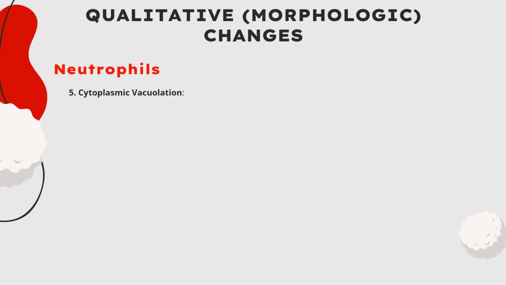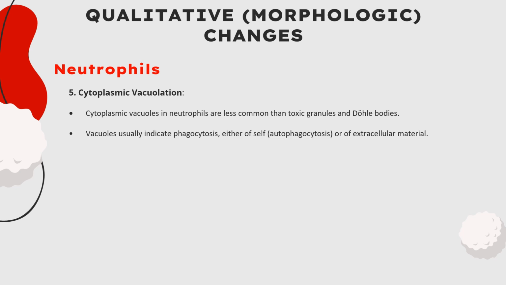5. Cytoplasmic vacuolation. As we peer into the microcosm of neutrophils, we encounter the enigmatic cytoplasmic vacuoles, those tiny, clear spaces within the cell's domain. They're rarer than their counterparts, the toxic granules and dull bodies, but their presence is captivating. These vacuoles are messages in a cellular bottle, often indicating phagocytosis, be it of the cell's own components, autophagocytosis, or of extracellular materials. Autophagocytic vacuoles, measuring about 2 micrometers, are sprinkled throughout the cytoplasm like stars in the night sky.